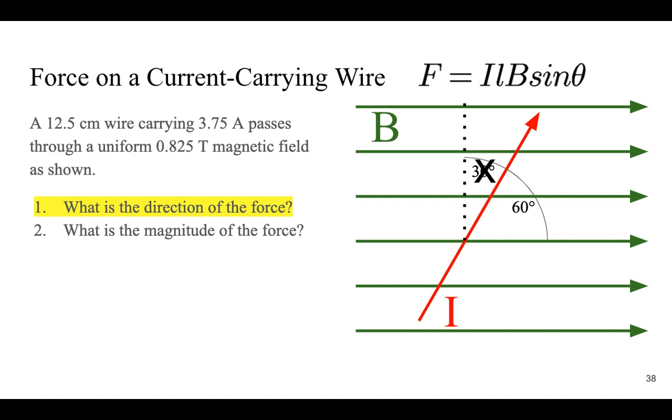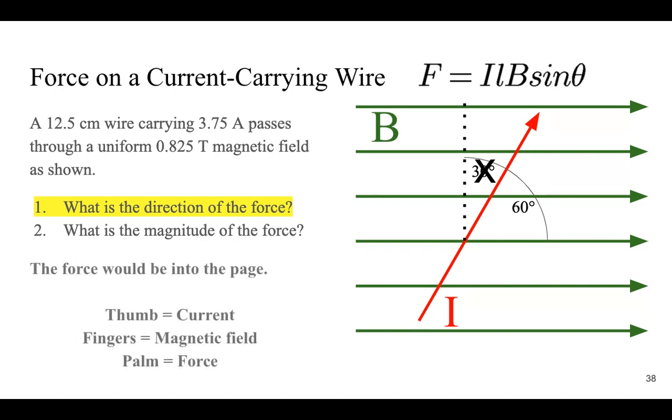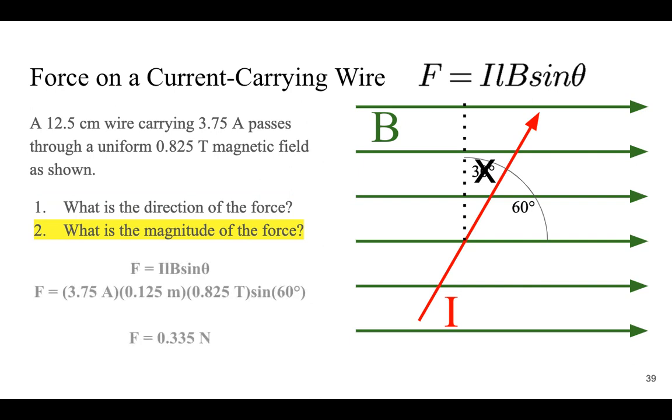So what is the direction of the force? Your thumb is the direction of the current, so up and to the right. Your magnetic field is going to the right. The direction of the force is still going to be into the page. Our thumb is not going directly up, but there is some component of our thumb that is going up. So you're still going to get a force into the page. So what is the magnitude of the force going to be? Well, you just do the math. Same current, same length, same magnetic field, but this time instead of sine of 90, we have sine of 60, and we get a slightly smaller number. We get 0.335 newtons going into the page.